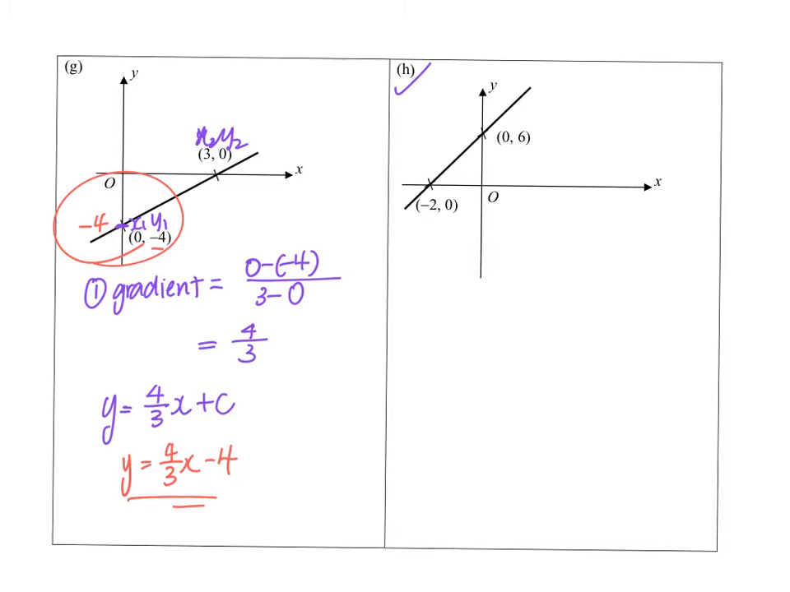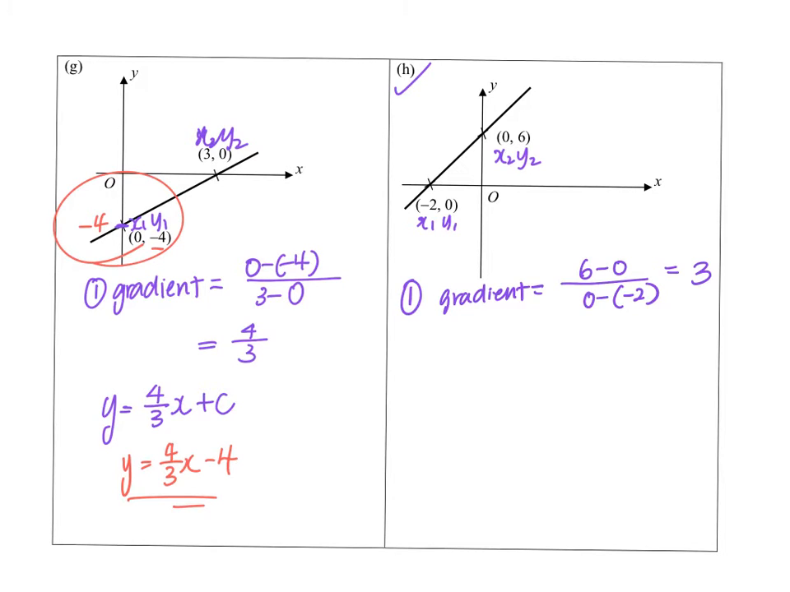Example H. So now we have this one over here. 2 points again. X1, Y1, X2, Y2. What are the steps involved to find the equation of this line? First step, to find the gradient. So to find the gradient, we have y2 minus y1 over x2 minus x1. So this is 0 minus -2. Be careful of the sign. So in this case, I'll get a gradient of 3.